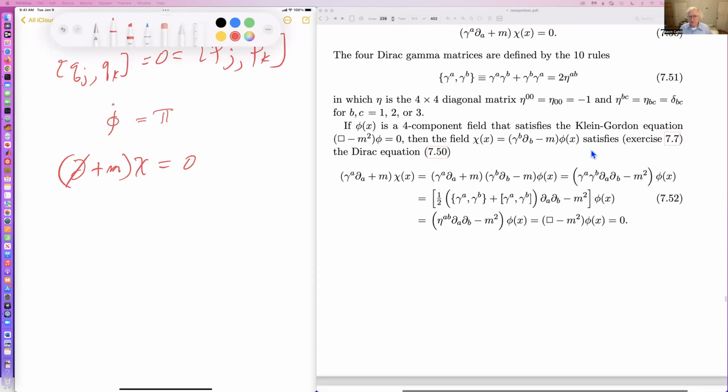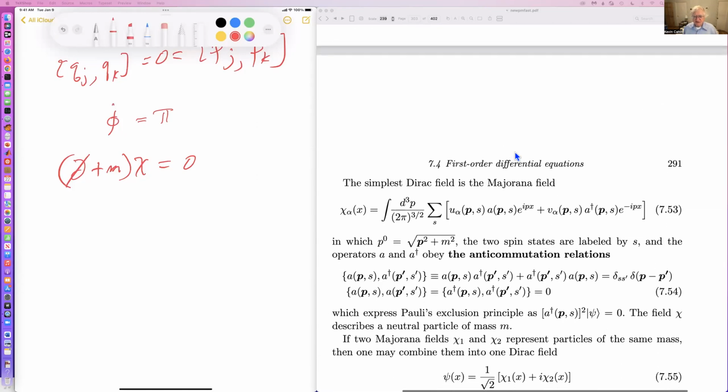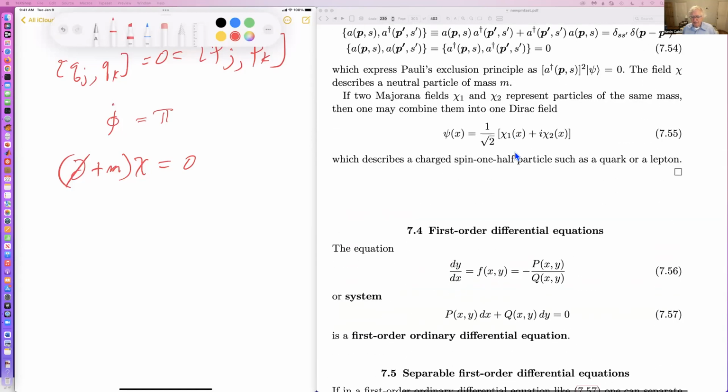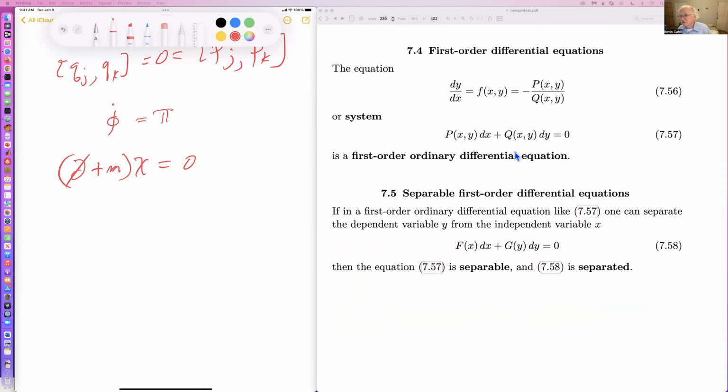And the 4 Dirac gamma matrices are defined by rules, and their anti-commutators add up to twice eta. And then the question is, what's eta? Well, let's use the nice eta which has 3 plus signs and 1 minus sign. I'm going to skip the rest of this because it's not really germane, necessary for understanding differential equations in general.